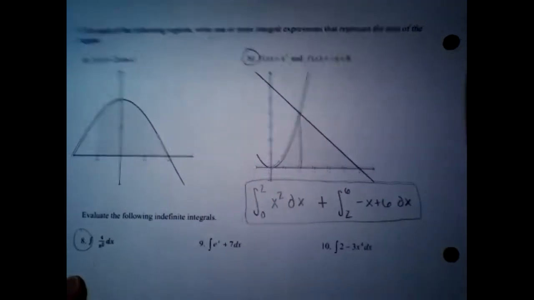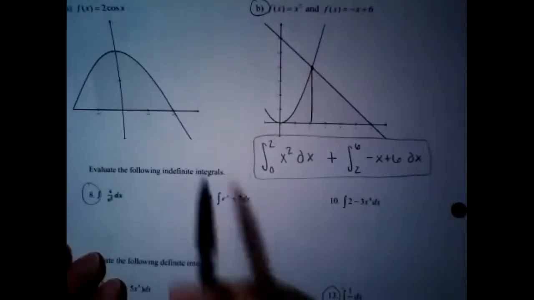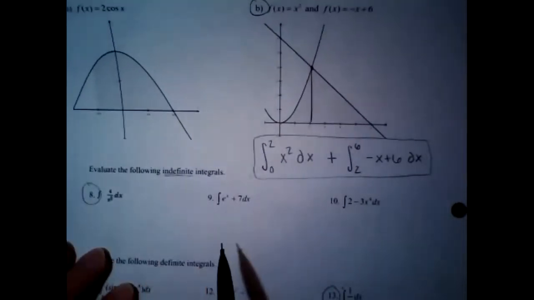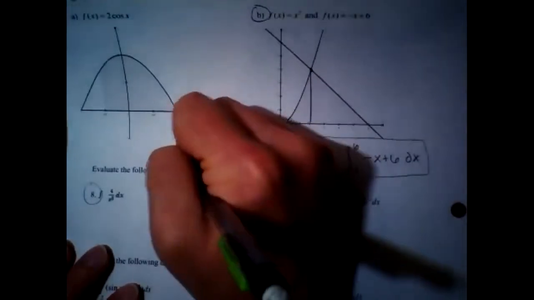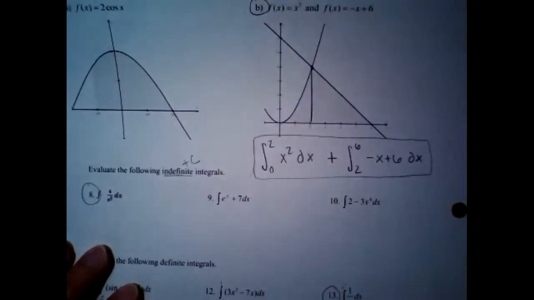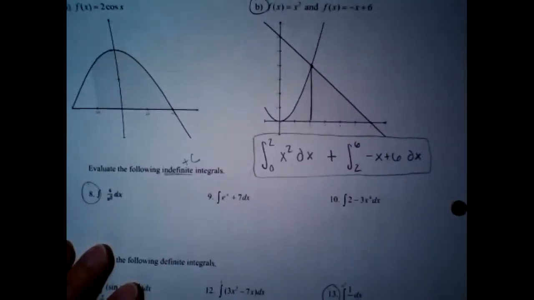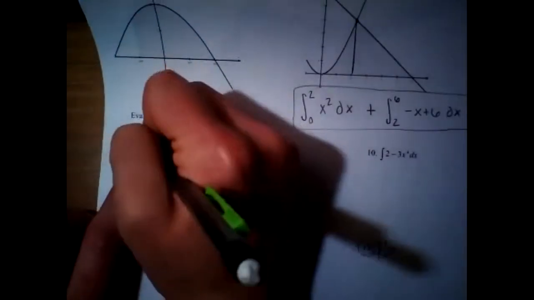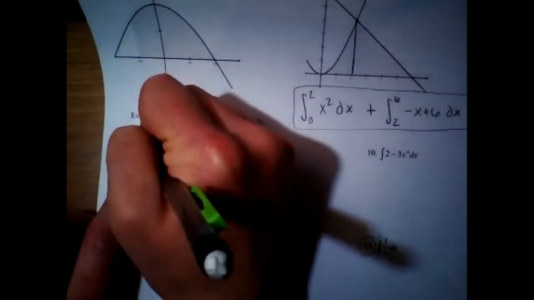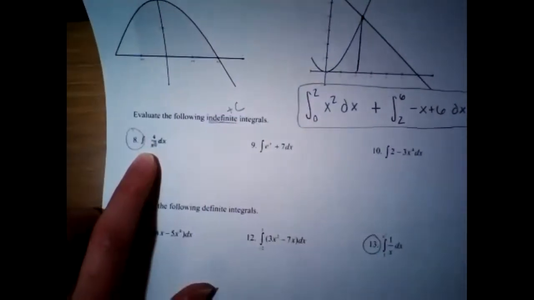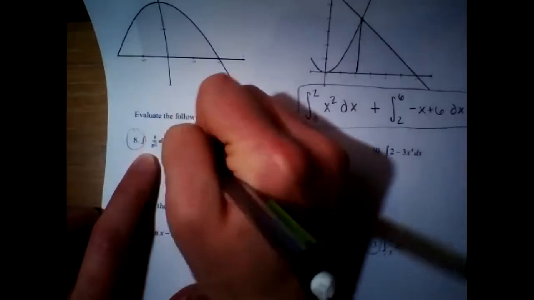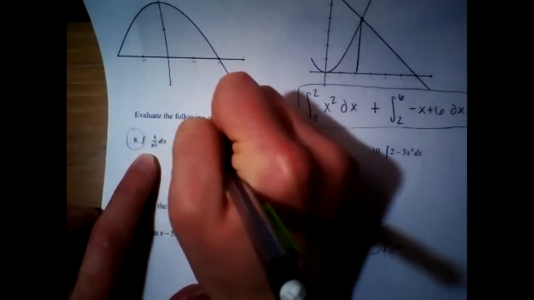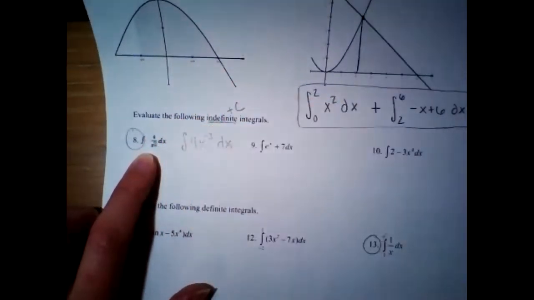All right, numbers 8, 9, and 10 are indefinite integrals. That means you do the antiderivative and put plus c. So you should all have plus c at the end of them. I'm going to go ahead and rewrite this one, first of all, because it's blurry, and secondly, because we're going to have a negative exponent here. That says 4 over x to the third. So if I rewrite that, it would be 4x to the negative third dx.